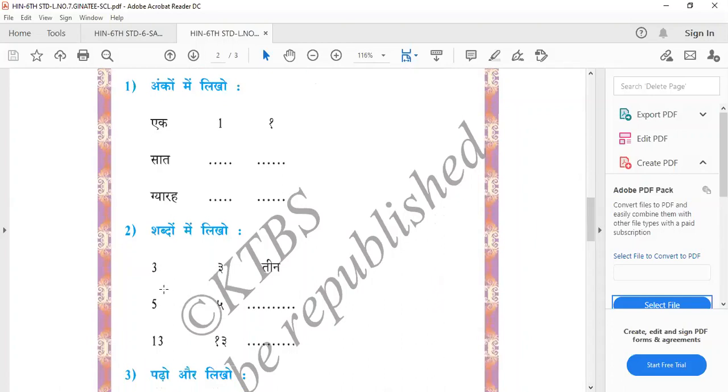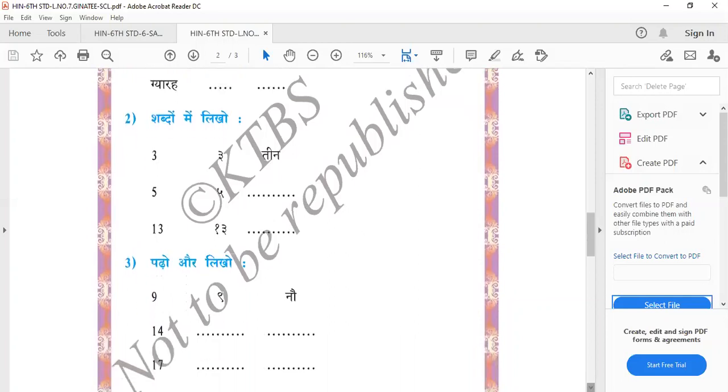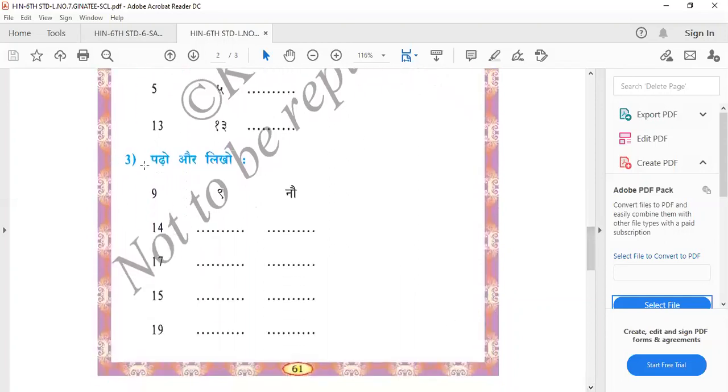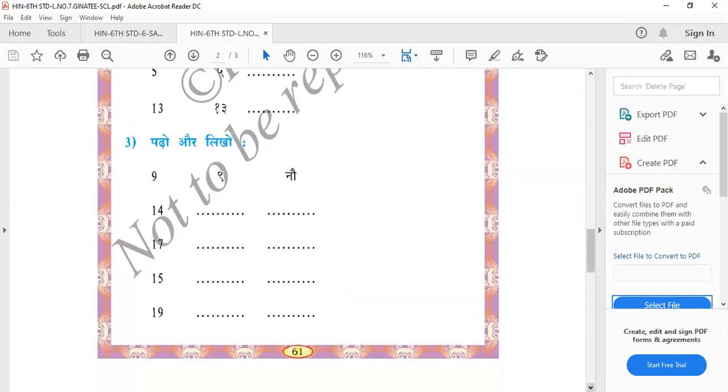Shabdo means in words you should write. In Hindi words you should write. Okay. Three, teen, teen. Five, panch, panch. 13. Like this only. Padho aur likho. You should read and write. 9, now, now. 14. 17. 15. 19. Okay. Next.